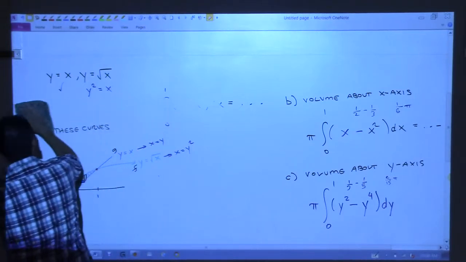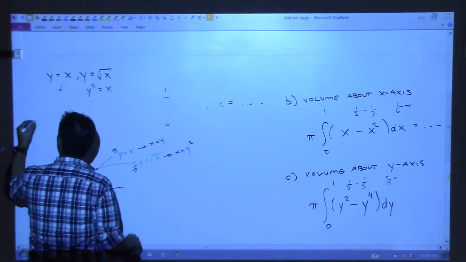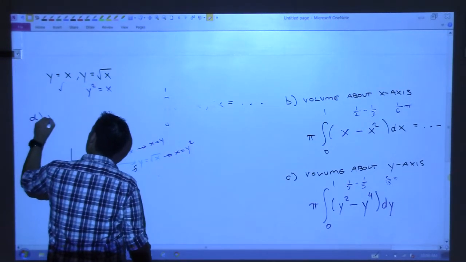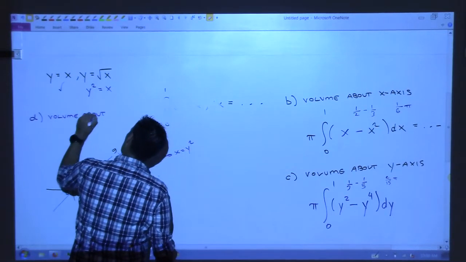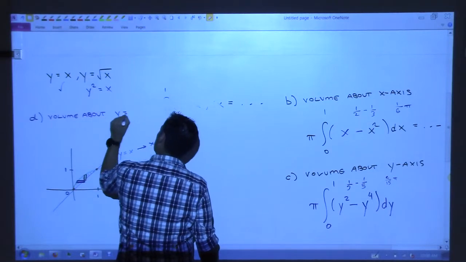Okay, now let's do it around something else. So let's take this and let's do part D. Let's find the volume about y equals -4.